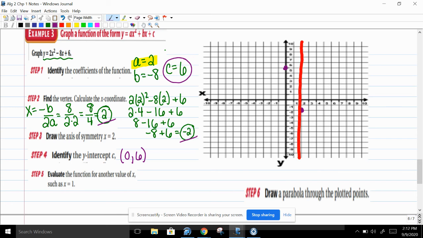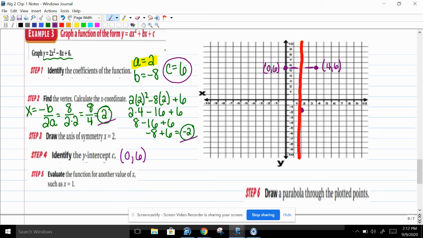Now that's big for us because if I have this point, which is 2 units away from my axis of symmetry, that means I have another one over here. I have a mirror image. So not only is (0, 6) on the graph, this point, which is 2 to the right of the axis of symmetry and also the vertex, would be (4, 6). So you can kind of get a feel for what's happening with your parabola here.